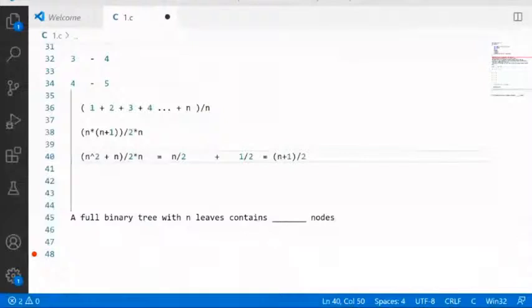One minute. Just one minute, one minute.